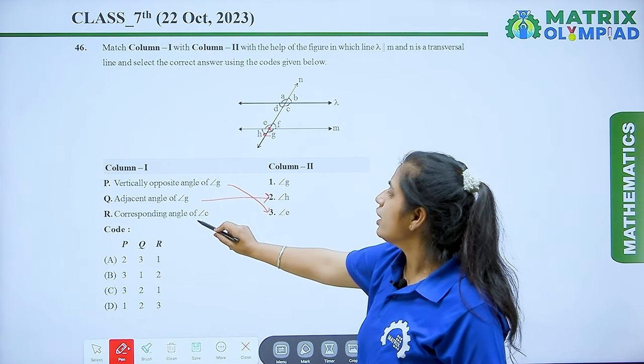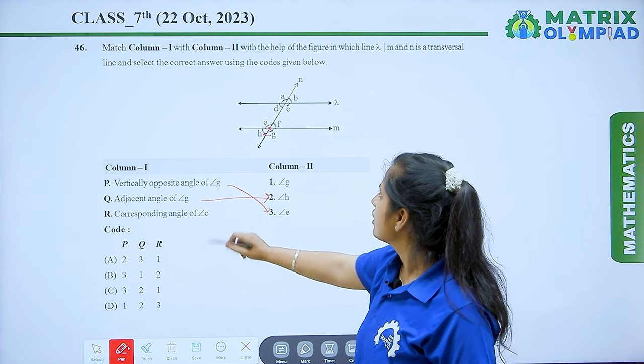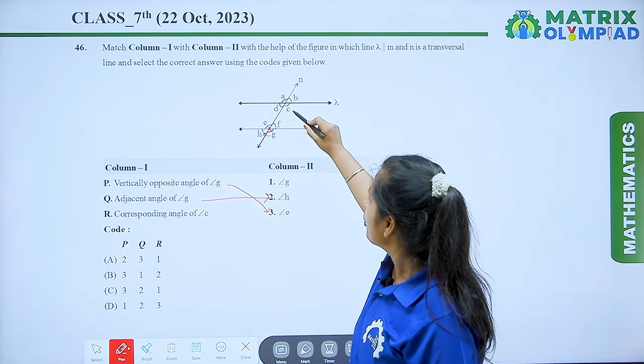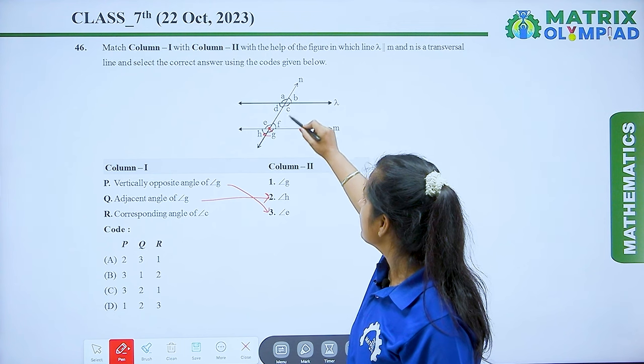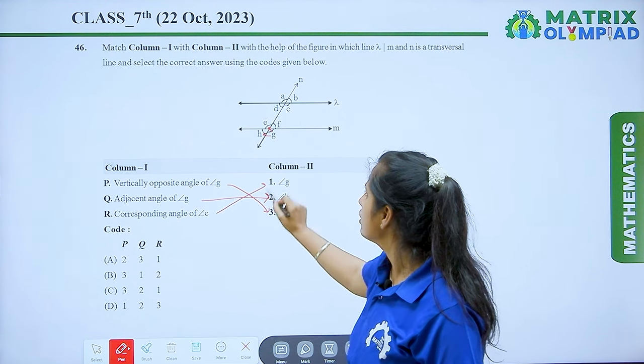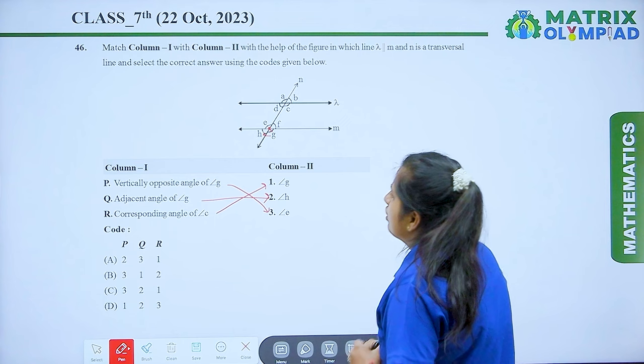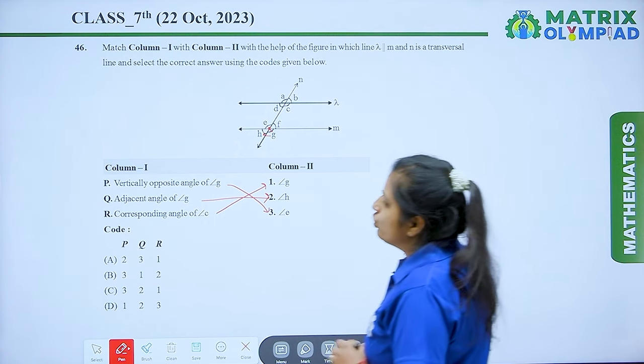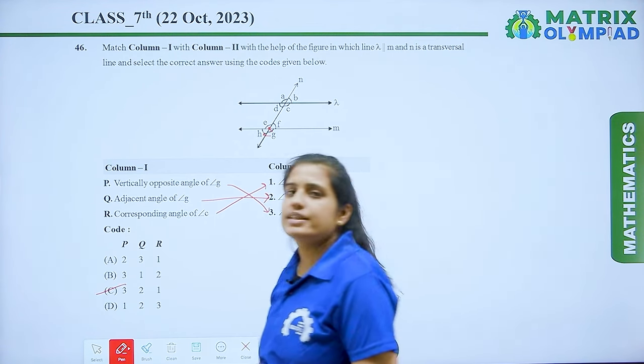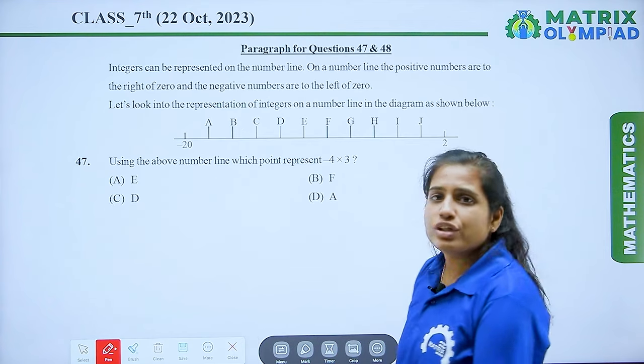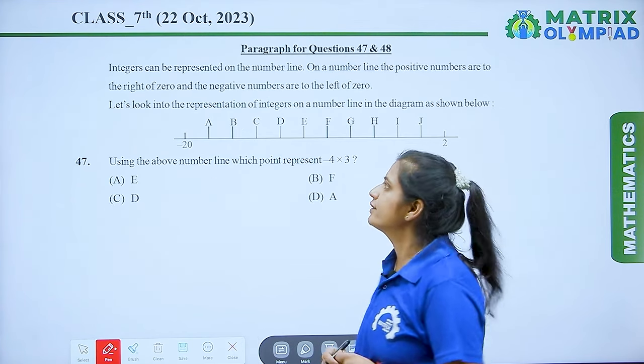Now the corresponding angle of angle C. The corresponding angle of angle C is angle G. So here the sequence will be 3, 2, 1. So option C is the correct answer. Now the next question, question number 47.